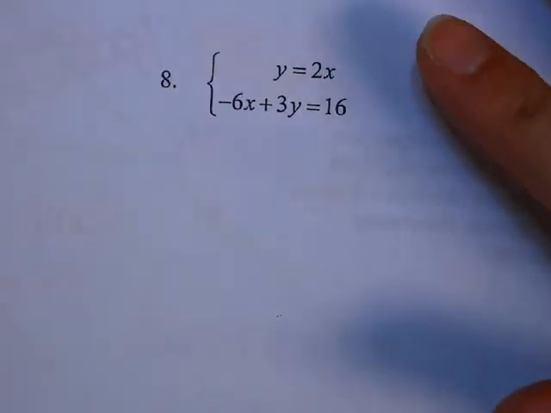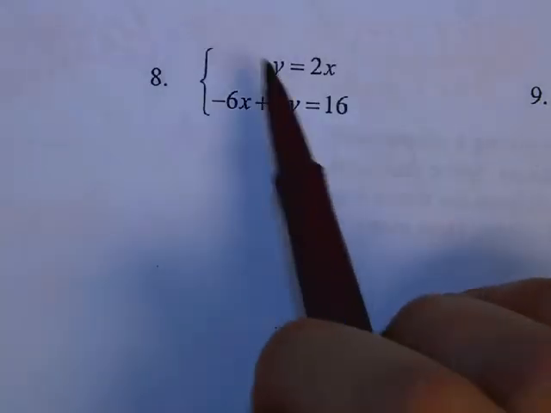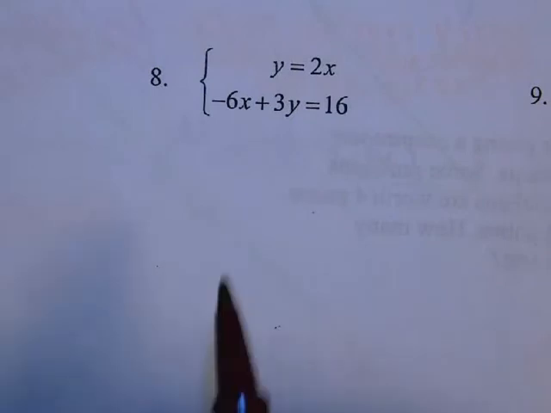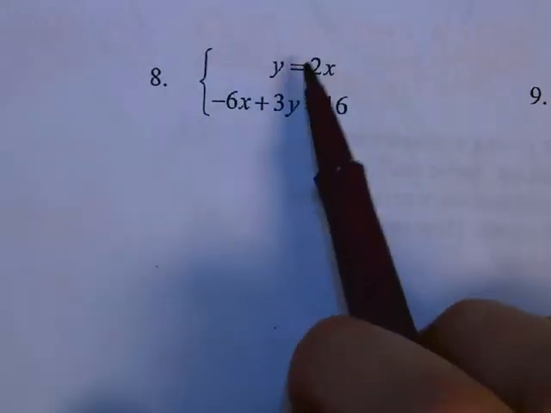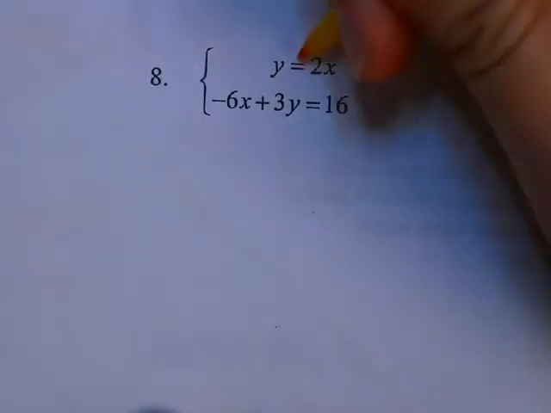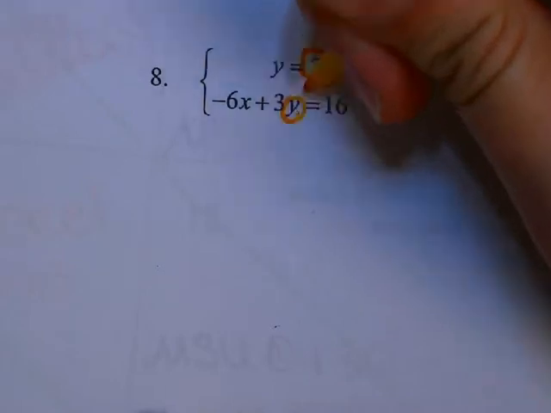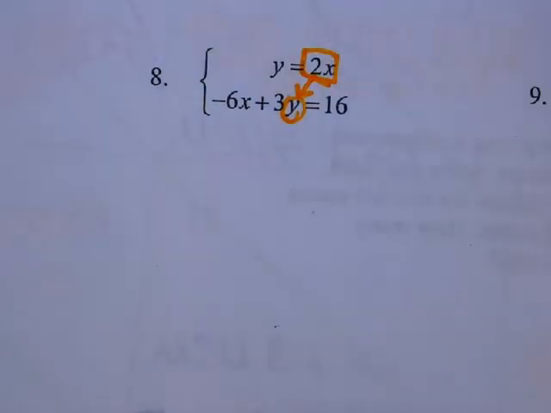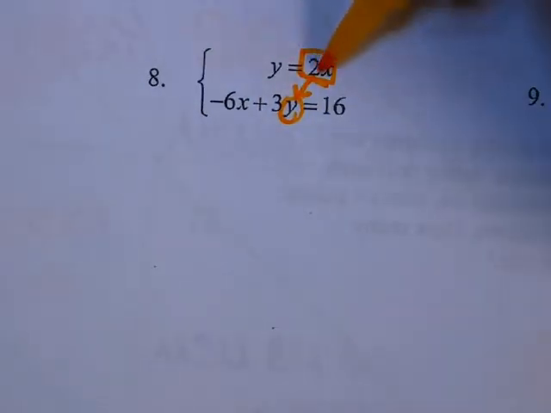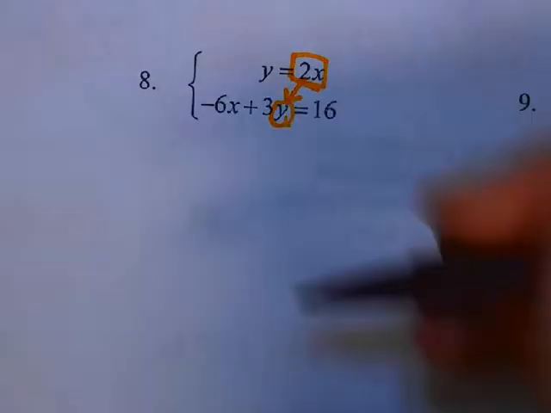Alright, so once again, one of these equations is already solved for us, and that's the top one. This top equation says y equals 2x. We can read that as y is 2x. So when we read it that way, what that tells us is we can take 2x and replace y with it. Since y and 2x are the same thing, we come down here and where we see a y, we're going to put a 2x.